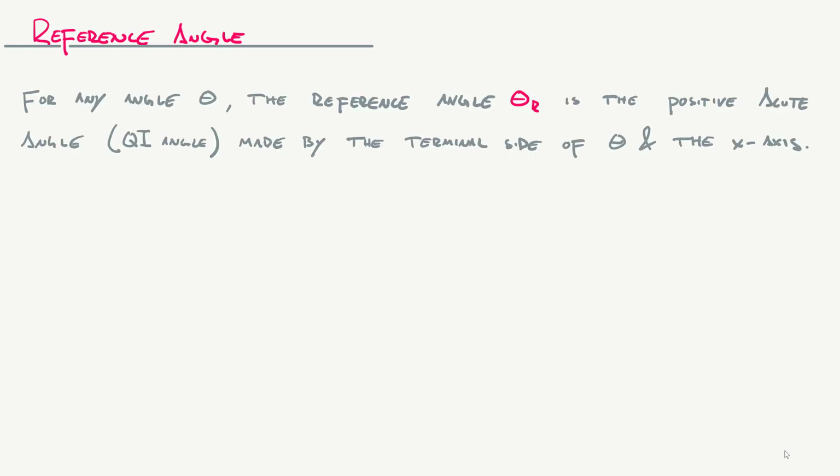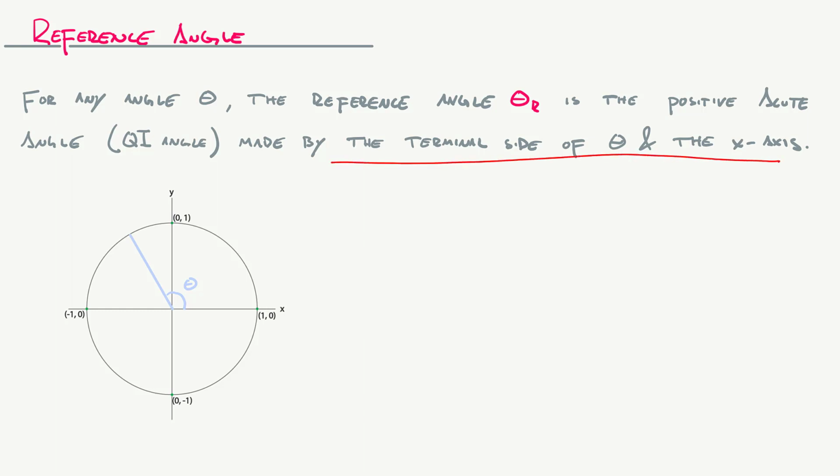Okay, starting with the main stipulated definition here, which says that for any angle theta, the reference angle theta sub r is the positive acute angle made by the terminal side of theta and the x-axis. If you have an angle here, this is a quadrant 2 angle, maybe it's like pi over 3 or something like that. If you think about the angle that's made by the terminal side of theta and the x-axis, what we're talking about is this angle right here. Okay, that's the reference angle.